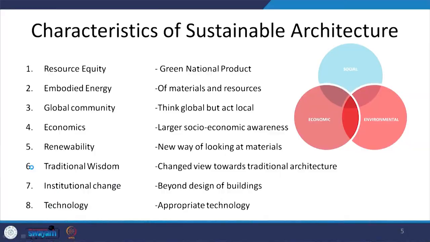The next is renewability. Now, this is again an environmental characteristic. We have to look at the materials which are renewable. We have to look at the energy supply, the fuel supply, which is renewable. We have to look at the use of resources in such a manner that it is renewed. For example, use of water, consumption of water. The wastewater goes back into recycling, the renewable aspect of it. The materials that are being wasted are again renewed in some form or the other. This is what we imply by renewability in buildings.